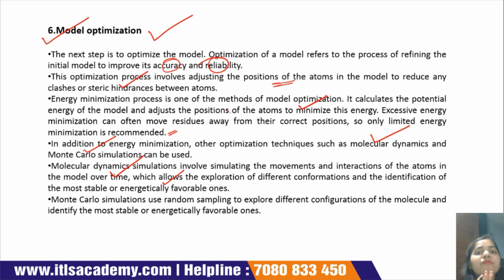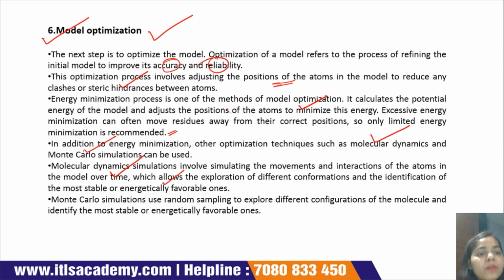Model optimization is one of the most important steps in homology modeling. With the help of model optimization, we improve the accuracy and reliability of our model. In model optimization, we adjust the position of atoms in the model, and basically we reduce the clashes and steric hindrance. And energy minimization is the most important step of the model optimization process.